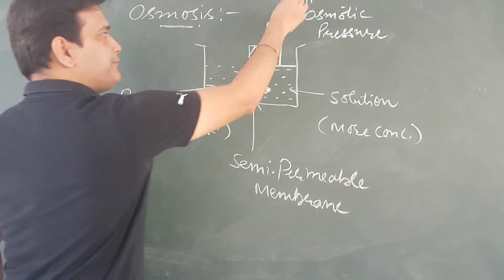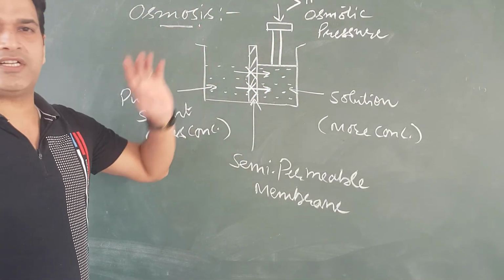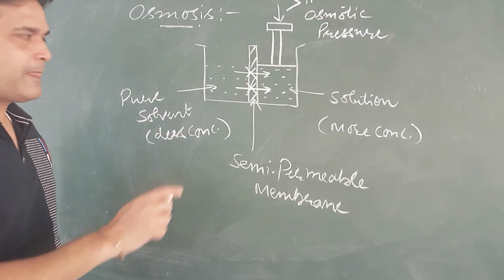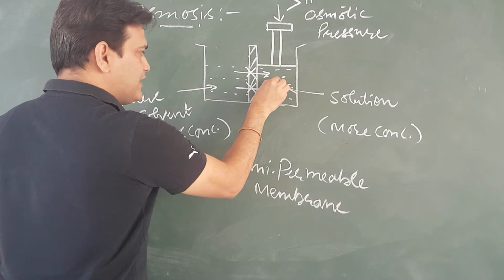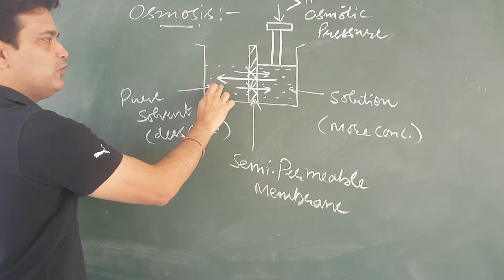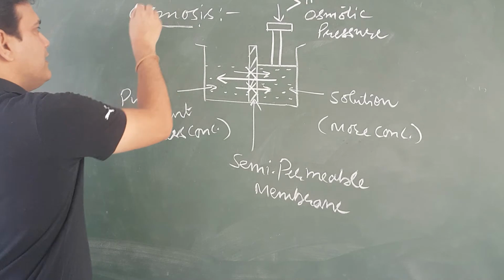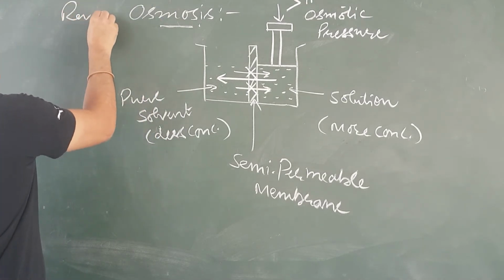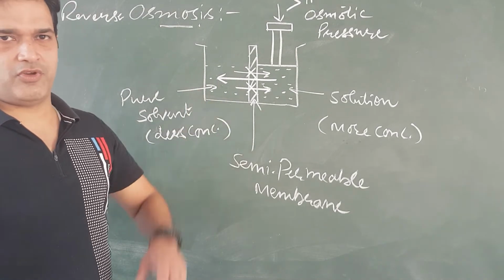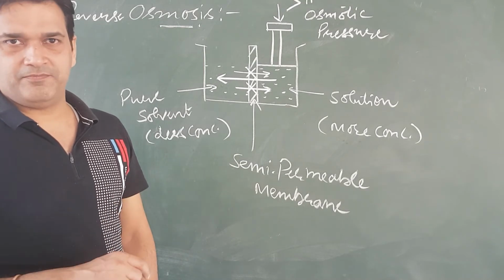But if more than osmotic pressure is applied on the solution side or the high concentration side, then what will happen? Solvent molecules will start moving from high concentration to low concentration side, and this is called reverse osmosis. In simple words, it is called RO system.